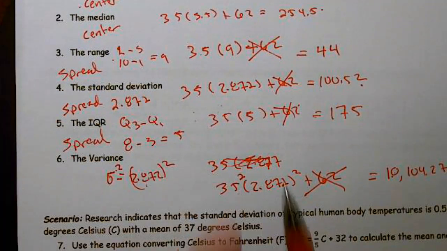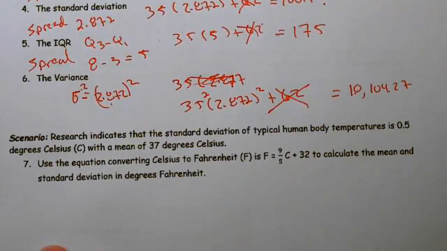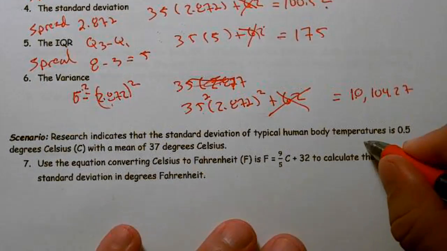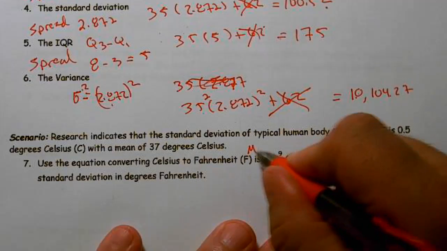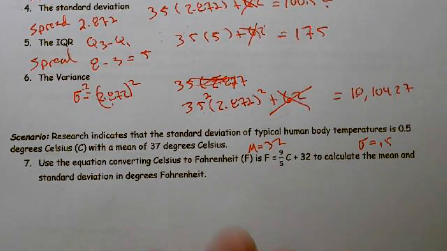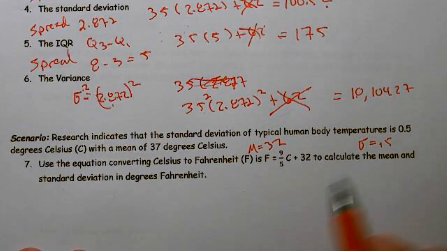All right. Okay, so the next one, number 7. Research indicates that the standard deviation of the human body temperature is 0.5, with a mean of 37. Use the equation converting Celsius to Fahrenheit, F equals 9/5 C plus 32, to calculate the mean and standard deviation in degrees Fahrenheit. So they're asking us for both the mean and the standard deviation.